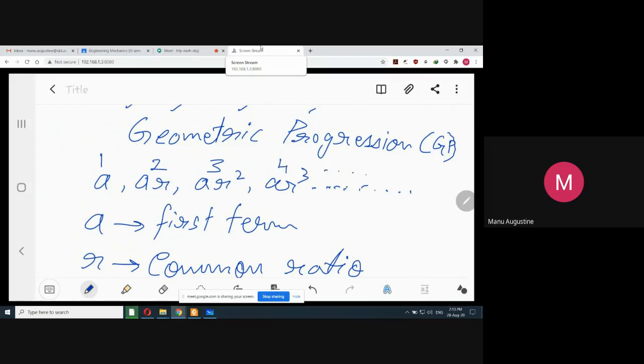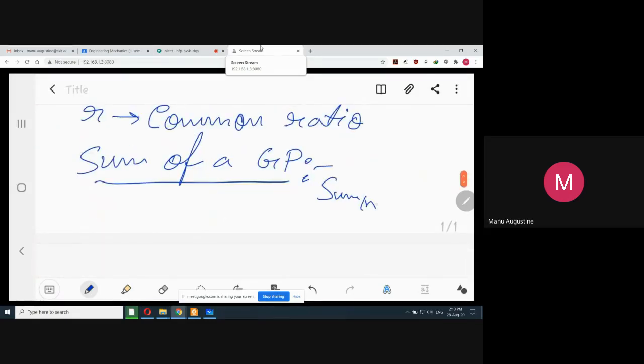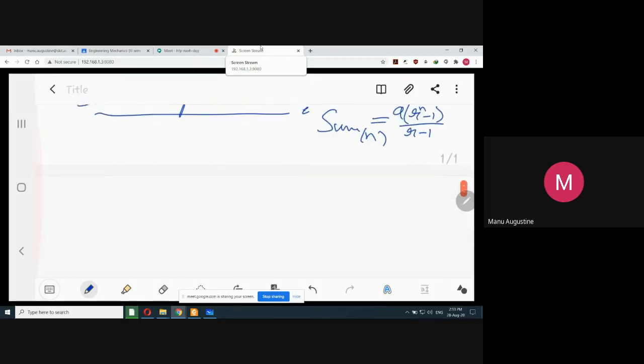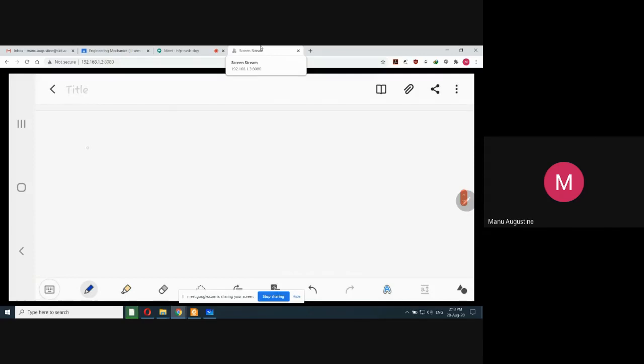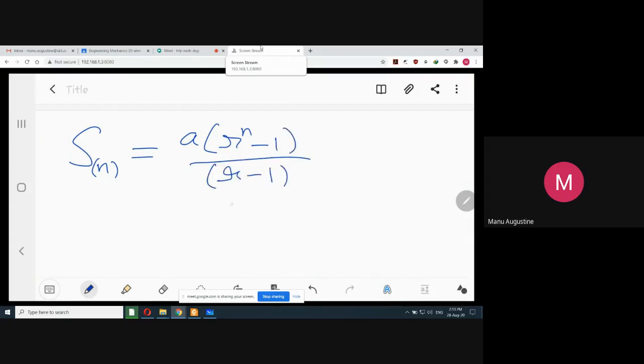So if you have to take the sum of n terms of a geometric progression, then you simply put it like this: a multiplied by r raised to power n minus 1 upon r minus 1. You have to remember this formula. So let me bring it to the center stage. The sum of n terms of a geometric progression is given by the expression a r raised to power n minus 1 upon r minus 1. This is the sum of n terms.